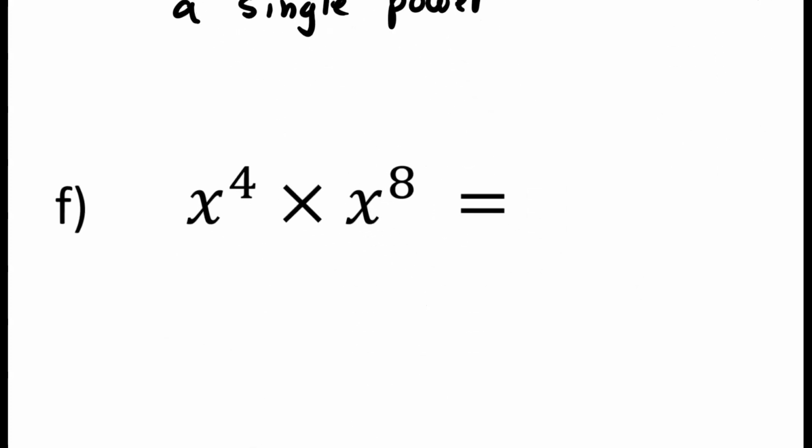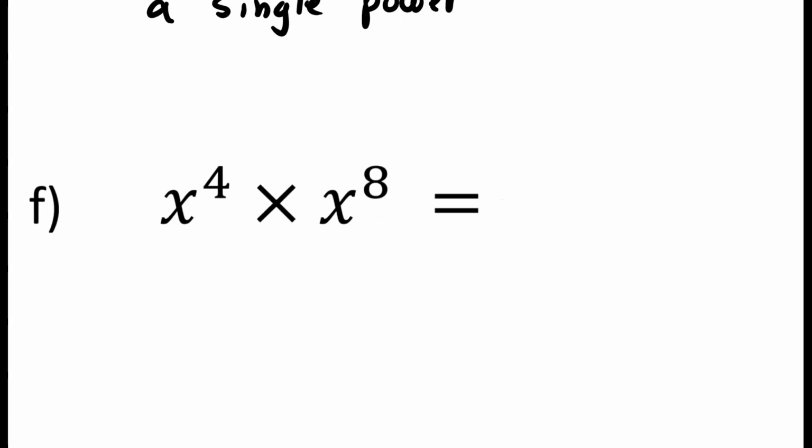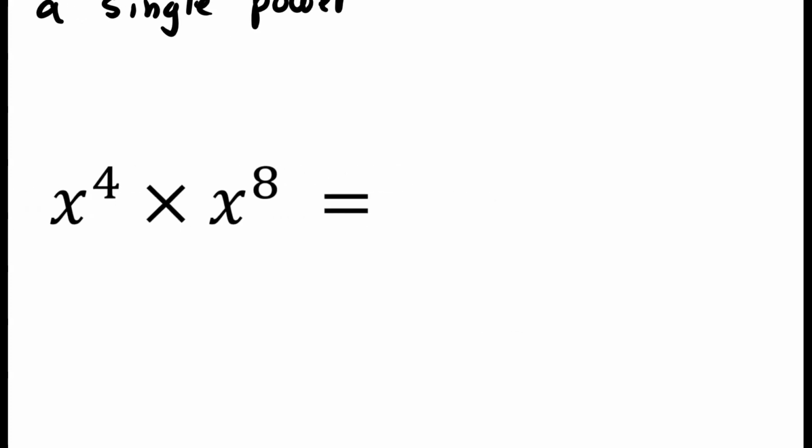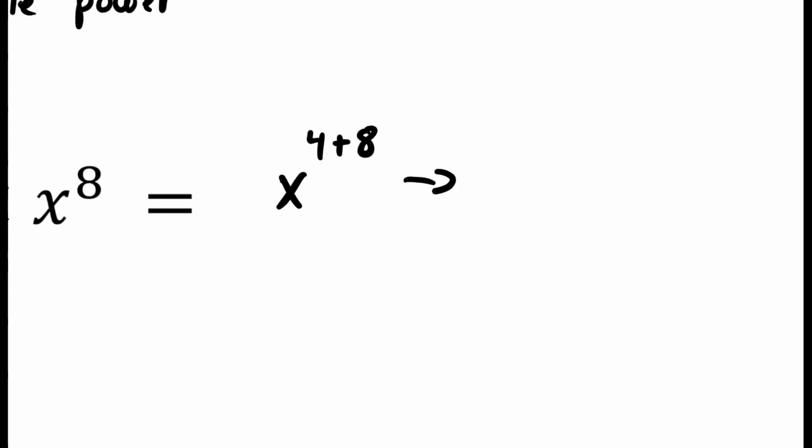For example, F, we have x to the power of 4 multiplied by x to the power of 8. Now you'll notice that we're dealing with variables. Now variables means there's a letter involved, and you're going to see how that affects what our outcome is. So our base in this situation is x, and our exponents are 4 and 8. So 4 plus 8. This results in x to the power of 12.